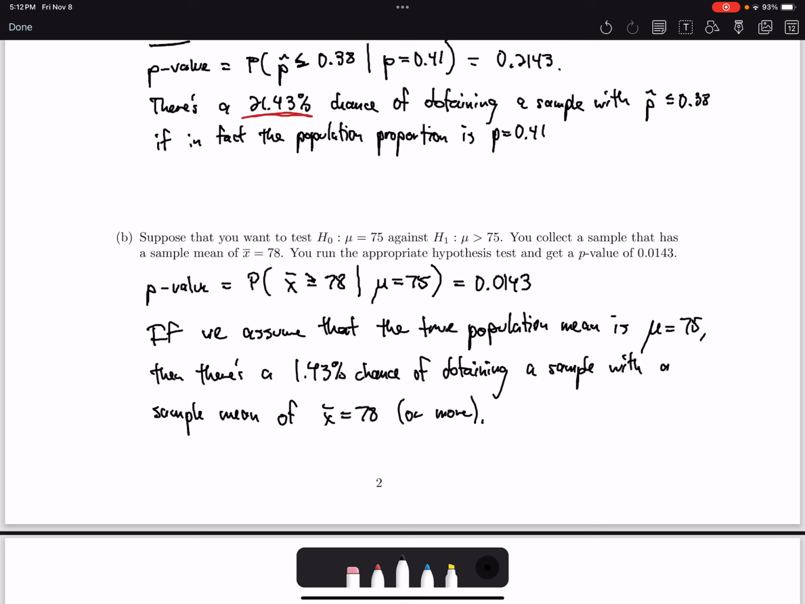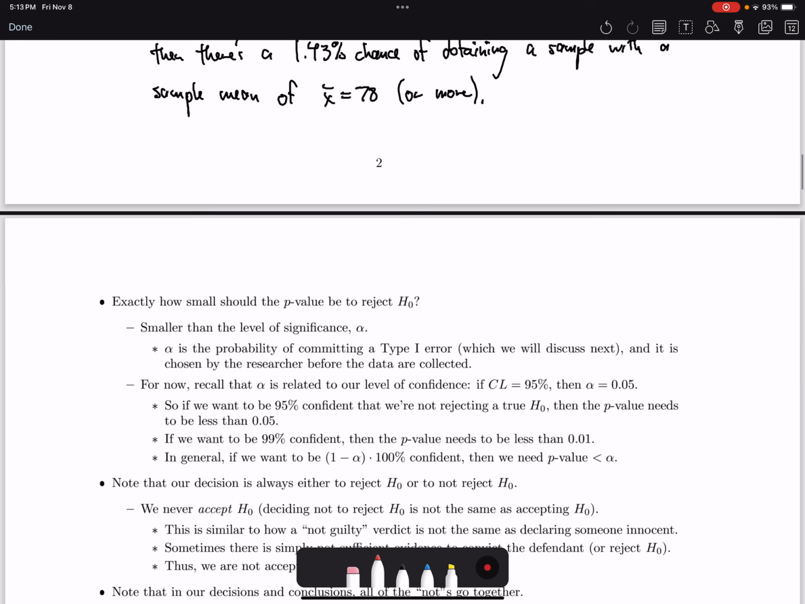Now in this case, I would say a 1.43% chance, that is a pretty slim chance. That would make us kind of doubt whether or not the null hypothesis is true. And so we would reject our assumption, right? We would say, it's highly unlikely that we would observe what we observed if we assume the null hypothesis is true, and so we should reject the null hypothesis. Okay, so that's a little review of the p-value.